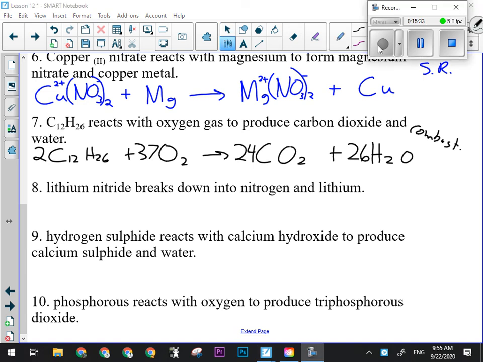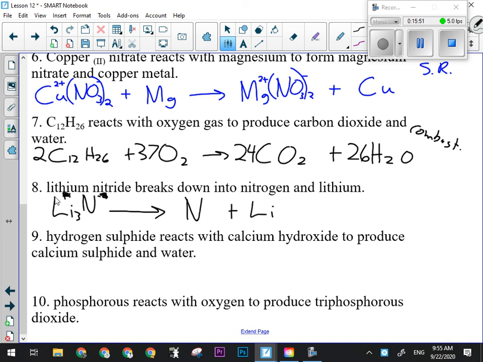Okay, so for number 8, we got lithium nitride. Okay, so Li, which is a +1, and nitride, which is a -3. So when we drop and swap, we're going to have Li3N. Breaks down into nitrogen and lithium.